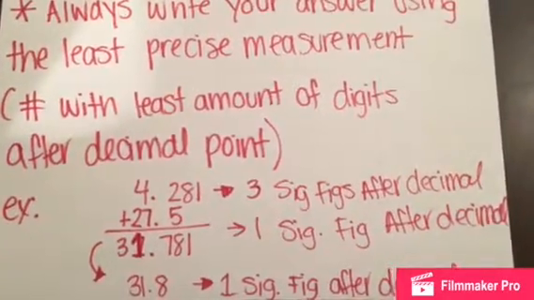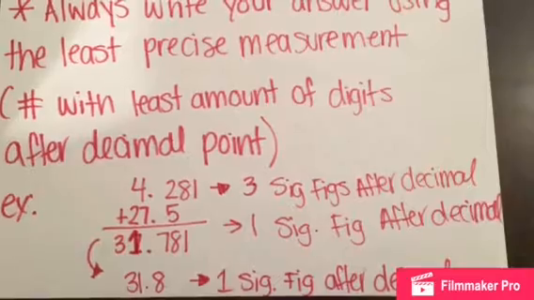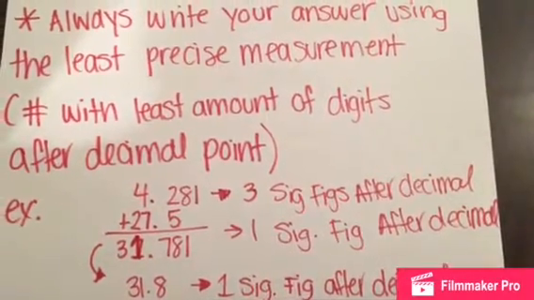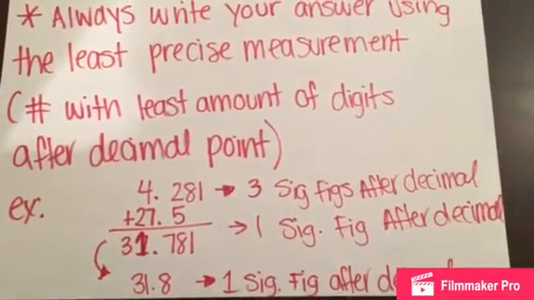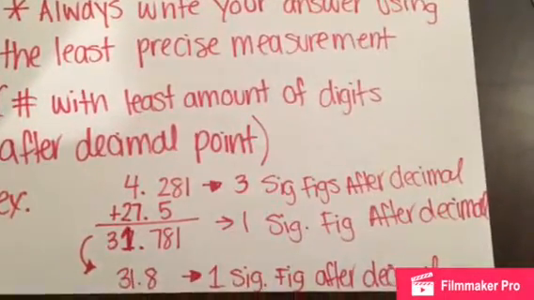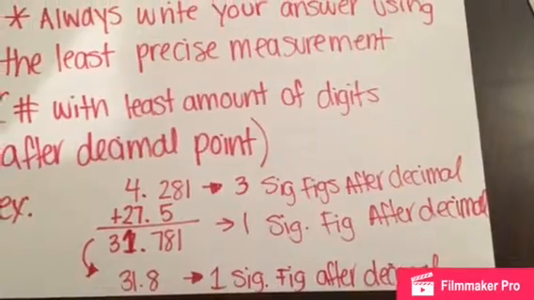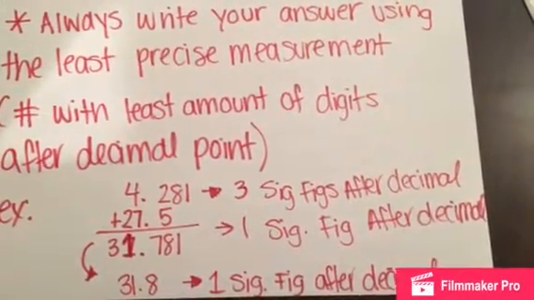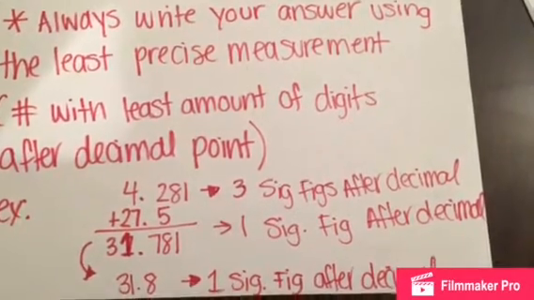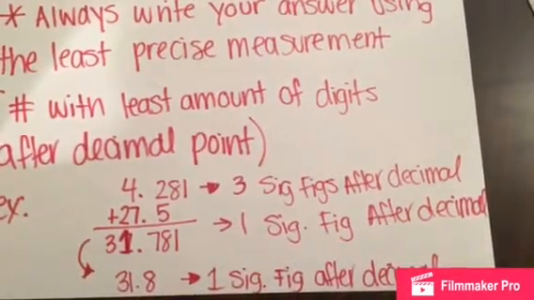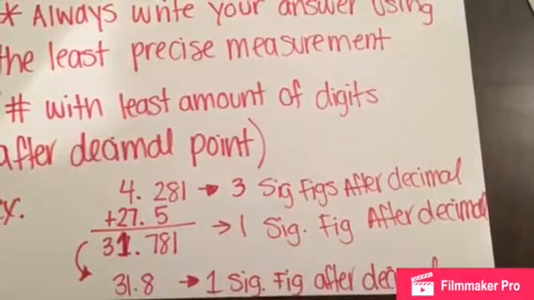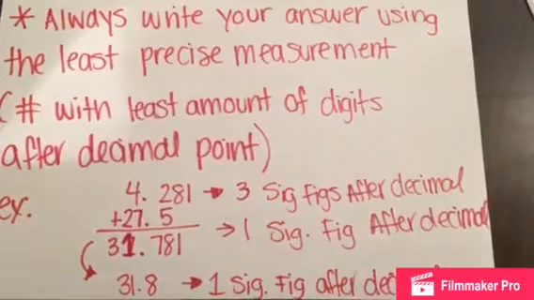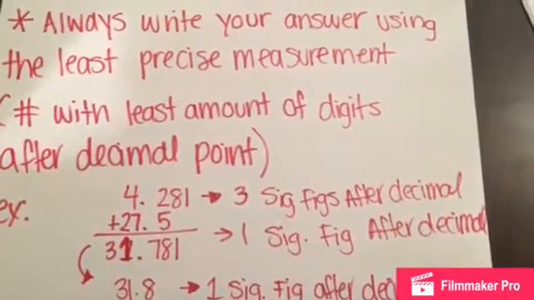So as you can see from the example, 4.281 is bigger than 27.5 because it has 3 more numbers after the decimal point. So you're going to add and find your answer, and then you're going to figure out that 27.5 has less sig figs than 4.281. So your answer is going to be 31.8 because there's only 1 sig fig after the decimal, and that's the least amount of digits after the decimal point.